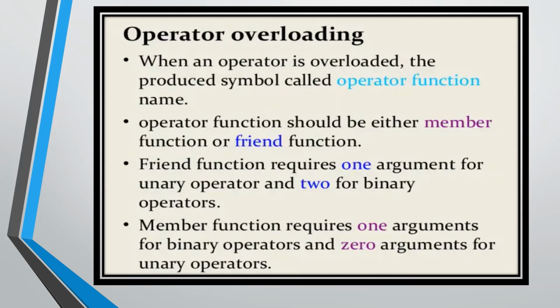Friend function requires one argument for a unary operator and two for a binary operator. So this is one of the new things that we are going to learn, that is the one argument and the two arguments, that is a unary operator and a binary operator. When we say unary operator, it comes with one operator and one operand, and when we say binary operator, it comes with two operands and one operator.